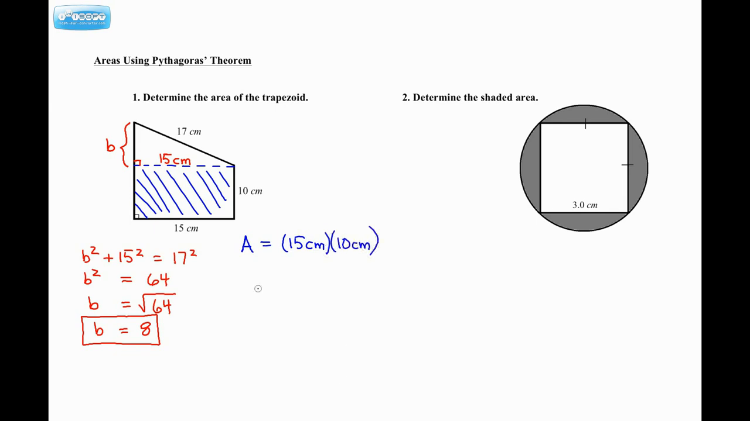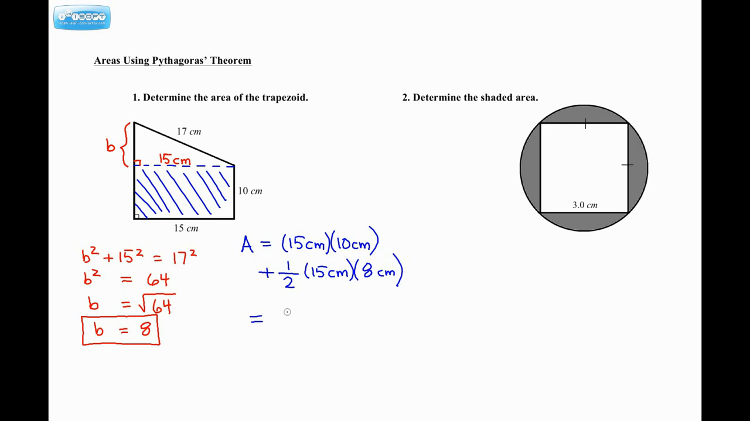Okay, plus this area right here, okay, of this triangle. So that is 1/2 times the base of that triangle, which is also 15 centimeters, times the little height of this triangle, which I labeled B, and we just determined that to be 8. So that's also in centimeters. Okay, so I'm going to work this out. Let's see, so 15 times 10, that's just 150. That's pretty easy.